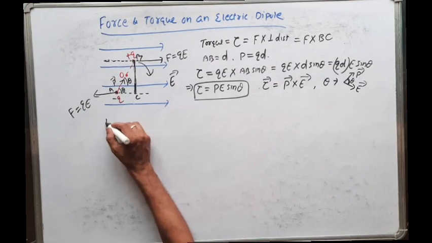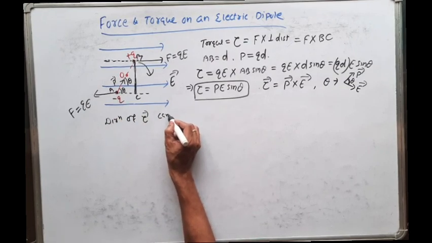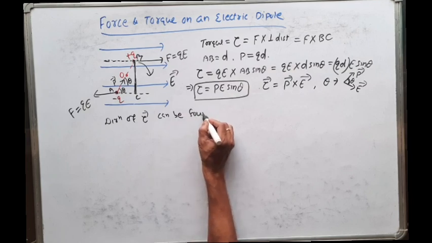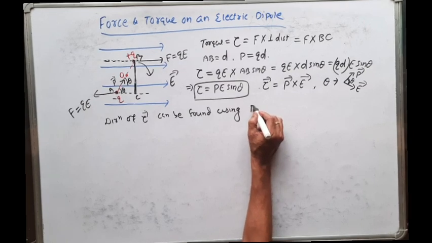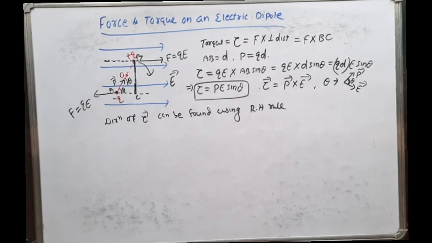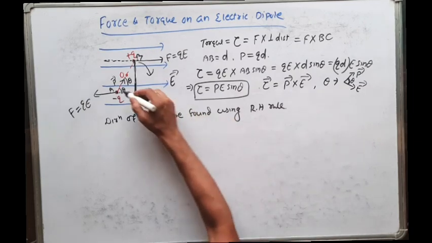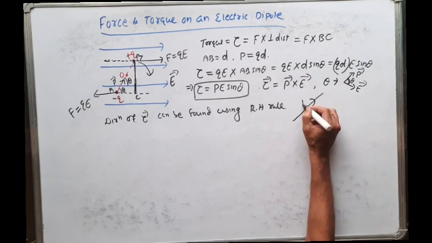So direction of torque can be found using vector rule. That is right hand rule. So according to the right hand rule, you see, so here, what is the direction of P vector? P vector direction is this.